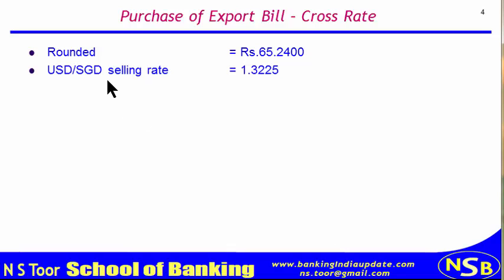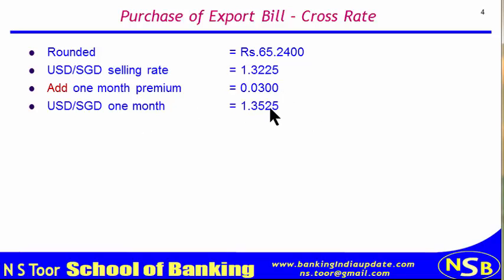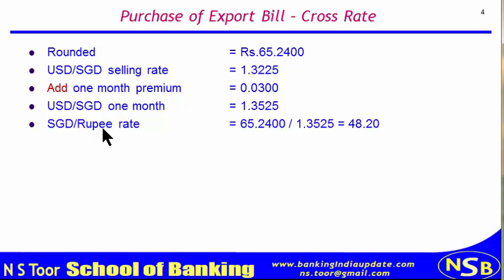Now US dollar Singapore dollar selling rate is this. So we have taken into consideration the selling rate here. Add 1 month premium. So 1 month premium shall be added to that, and this is the 1 month rate. Now we shall calculate Singapore dollar rupee rate through a cross transaction. So this is US dollar rate, this is Singapore US dollar rate. So this divided by this, finally the Singapore rupee rate is 48.20 paisa.